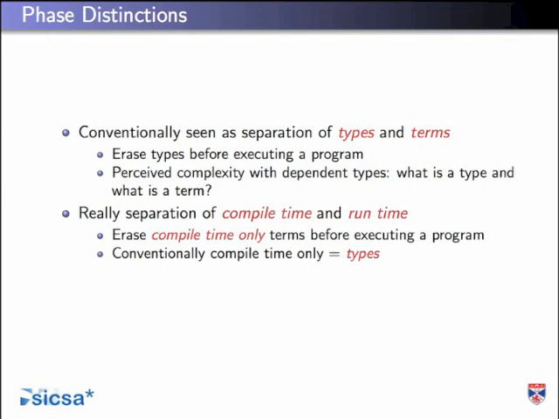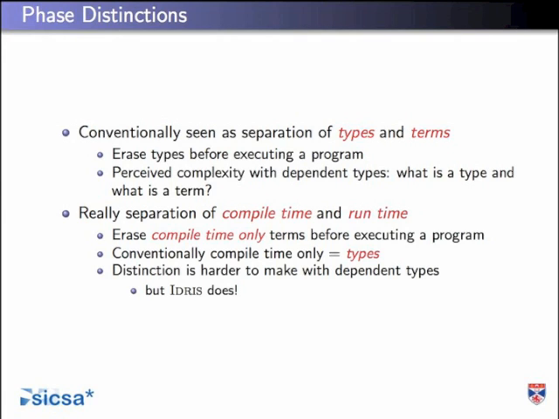But yes, it's really a separation of compile time and runtime. And what we're going to do is, rather than erasing types before running a program, we are going to identify the compile time parts and erase those, which might be values, they might be types, whatever. So obviously that distinction is rather harder to make. Conventionally, you can just look at anything after the colon in the typing judgment and say, right, that's gone.